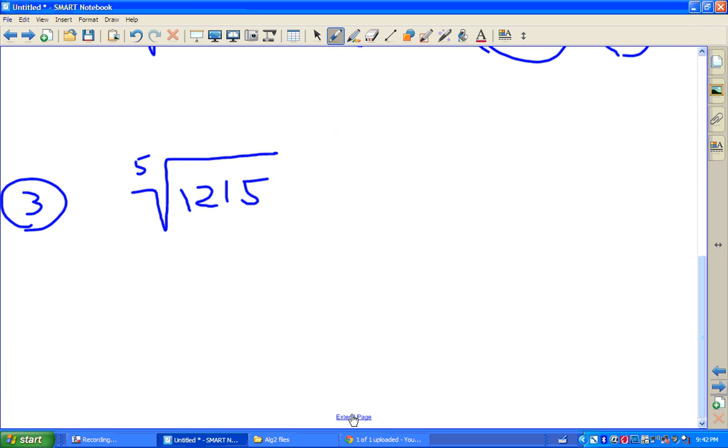What if you get a big number like this? What's the fifth root of that number? Oh boy, I have no idea. But let's find out what goes into this number. First of all, it's odd, so it's not divisible by 2. 2's are out. Add the digits. 5 plus 1 is 6. 6 plus 2 is 8. 8 plus 1 is 9.